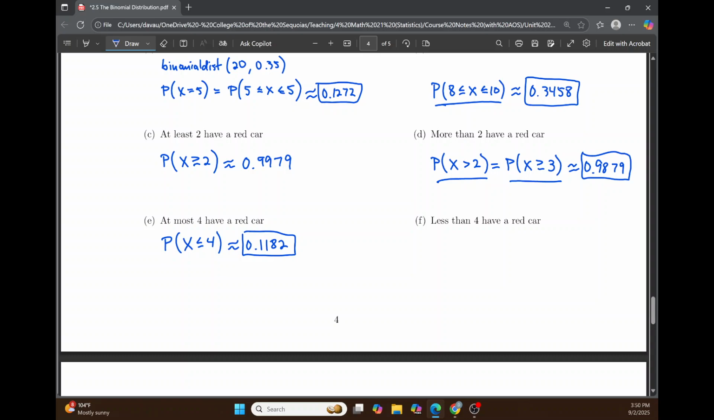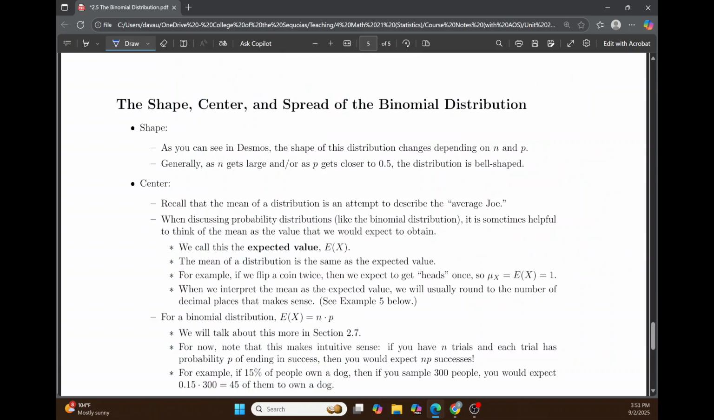Okay, so that's how the binomial calculator works in Desmos. One last topic. For reasons that will become clear, when we're talking about binomial distributions, we like to talk about the shape, center, and spread of those distributions. As far as the shape of a binomial distribution is concerned, it's going to be approximately bell-shaped, as long as certain conditions hold.